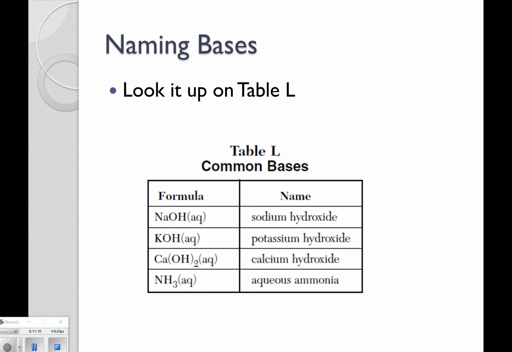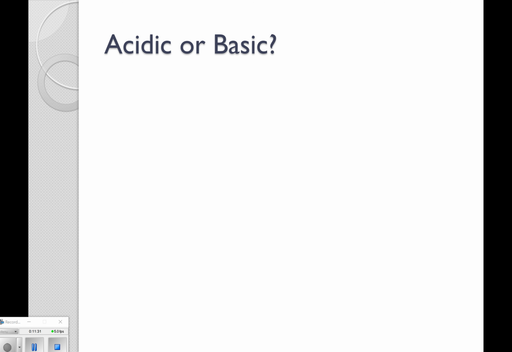To name bases, this is a lot easier than naming acids. All you have to do is look it up on the table below. We won't really see any other bases besides what you see there. If you do, it'll be a metal combined with hydroxide, and all we do to name that is the metal name combined with hydroxide.